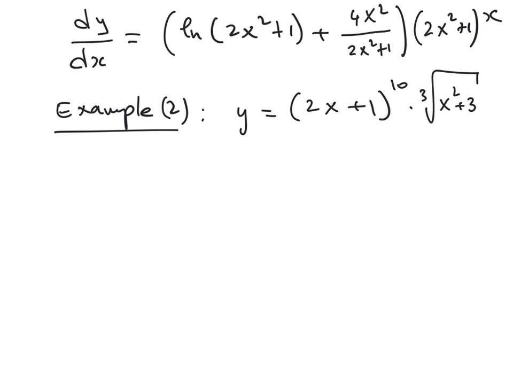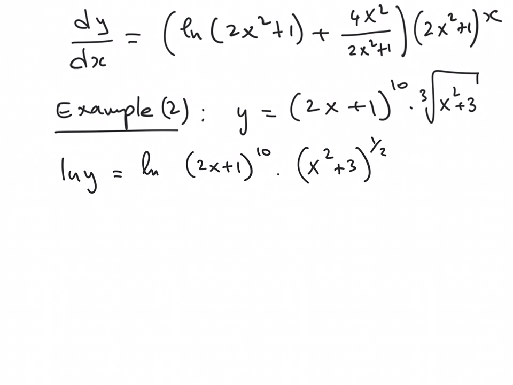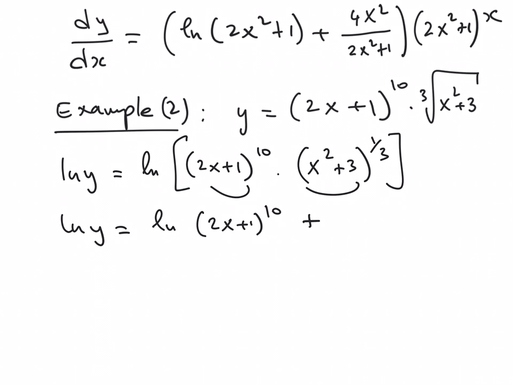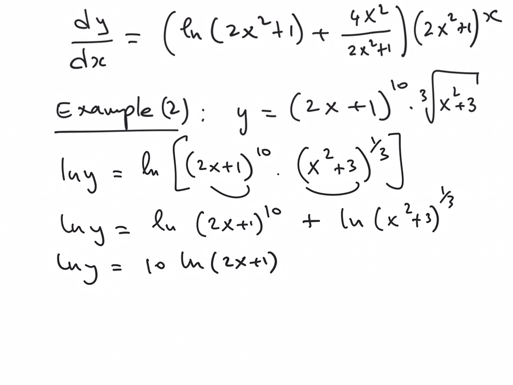So we start with the ln of both sides: ln y equal to the ln of the product of the two functions, (2x + 1) to the power 10, and the cube root written as (x² + 3) to the power 1 over 3. So it's the ln of a product. We use the property of the logarithm that gives ln (2x + 1)^10 plus ln (x² + 3)^(1/3). So we go from a product to a sum. Again, we use the power property that gives 10 ln(2x + 1) plus 1 over 3 ln(x² + 3).